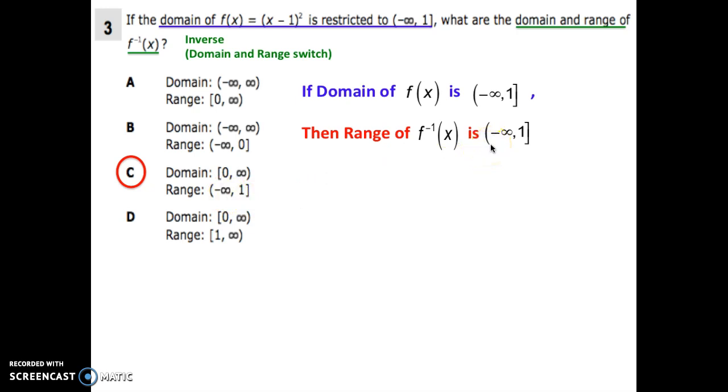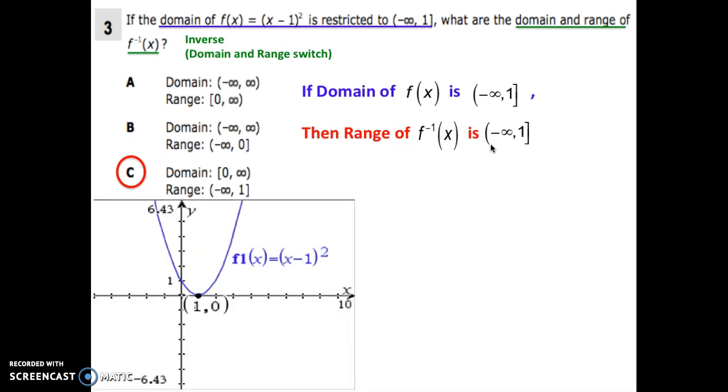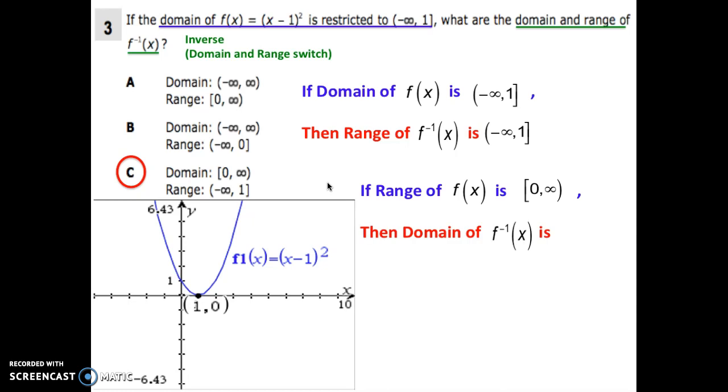But before I move on, I do want to address that on your test, you're going to have to find the domain and the range in order to find the correct solution many times. So if I graph the original equation, x minus 1 squared, and I find the vertex, the lowest y value for the range is going to be 0, and the highest for this graph is infinity. So we said the range of f of x, the range of the original, is 0 to infinity, which tells me that the domain of f negative 1 of x, the domain of the inverse, is also 0 to infinity, which matches up with answer choice C.